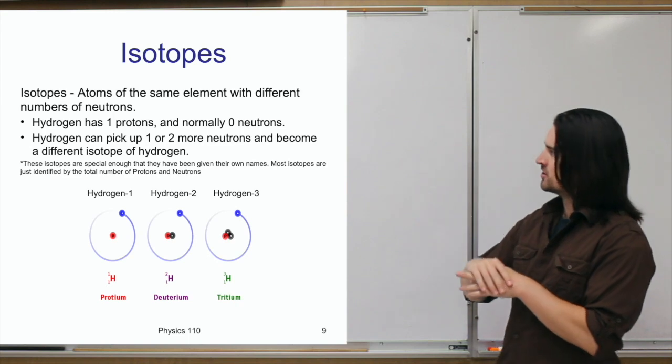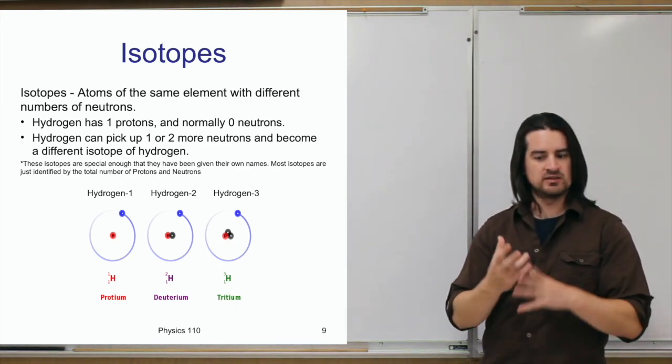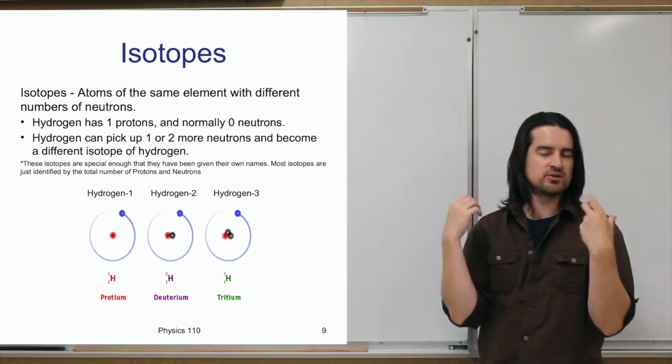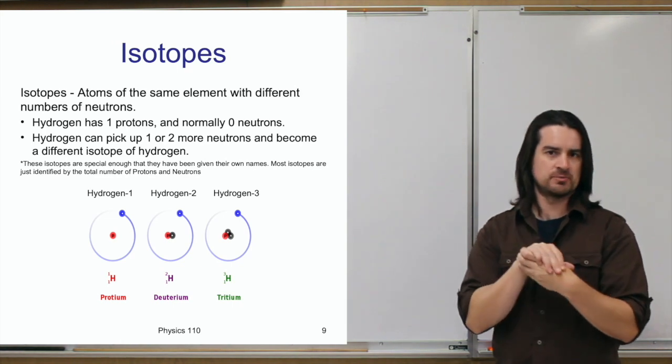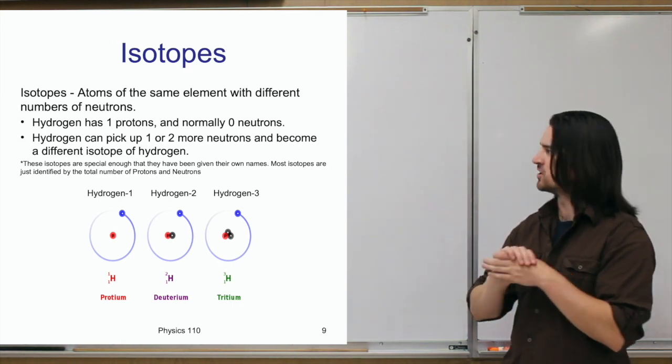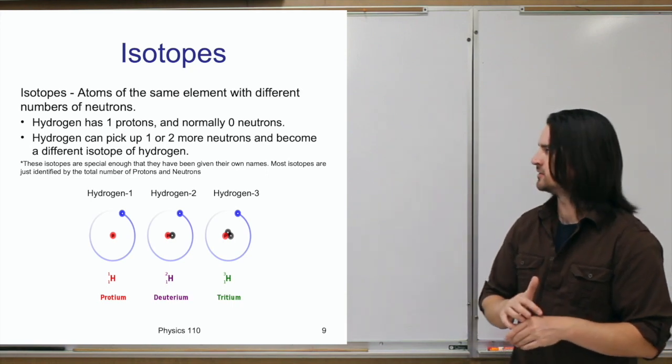And in particular, if you change the number of neutrons in the element, meaning you're adding or taking away neutrons from the nucleus of the atom, what you're doing is creating different isotopes of that atom. Okay? So that's what we call an isotope. It's just varying numbers of neutrons.